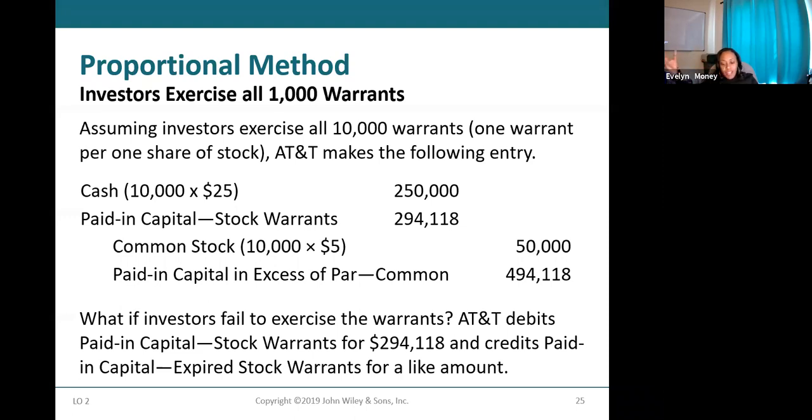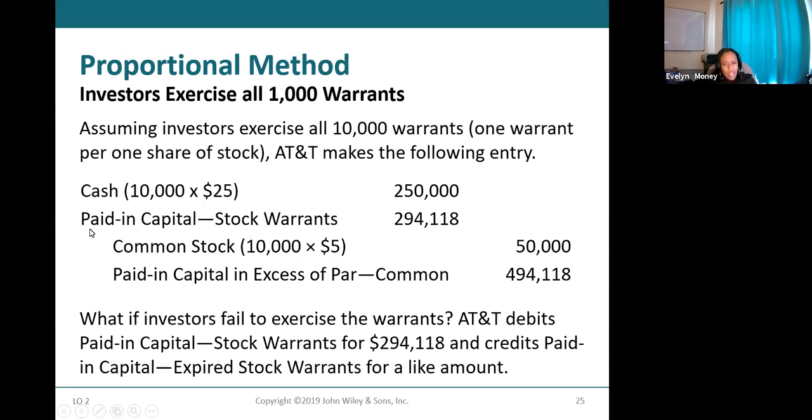Why would you? If the stock price is, I said that backwards, but if the stock price is $5 per share and the exercise price is $25 per share, nobody's going to exercise the warrant. I can get it on the open market for $5. Why would I pay $25 when I can get it for $5? So you're not really going to see a situation here where we're going to have to use retained earnings.